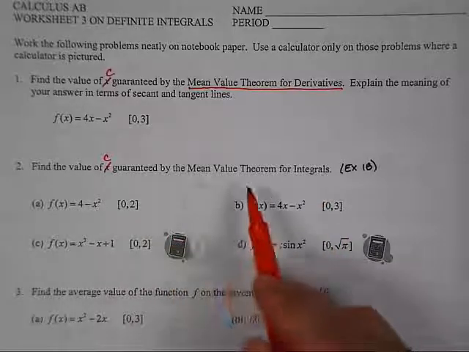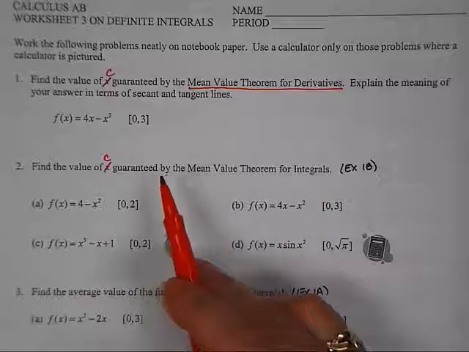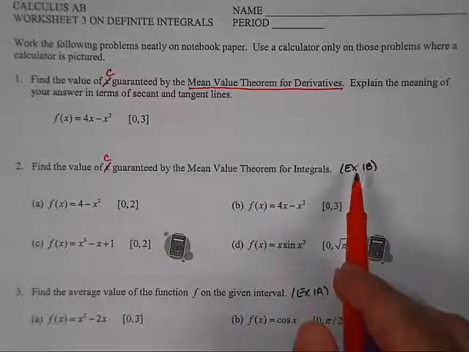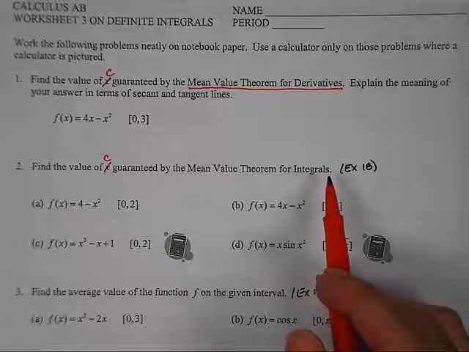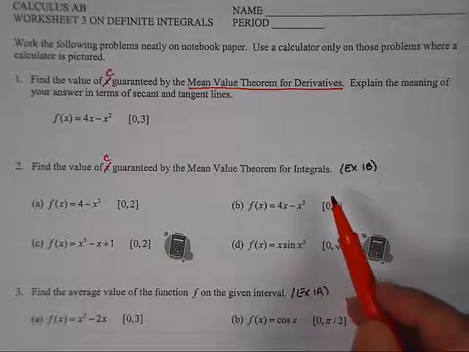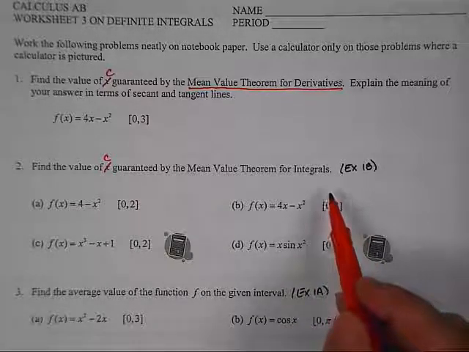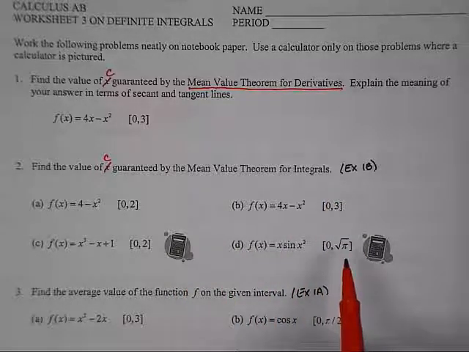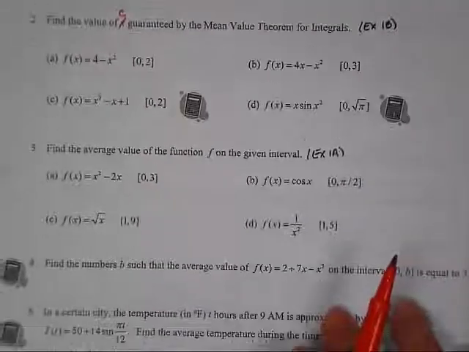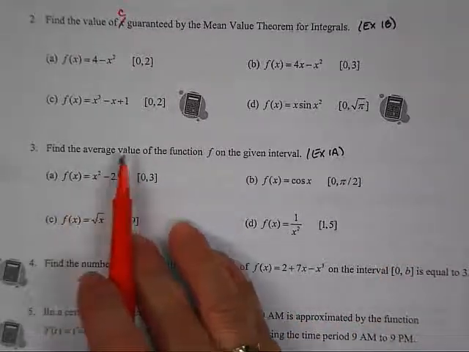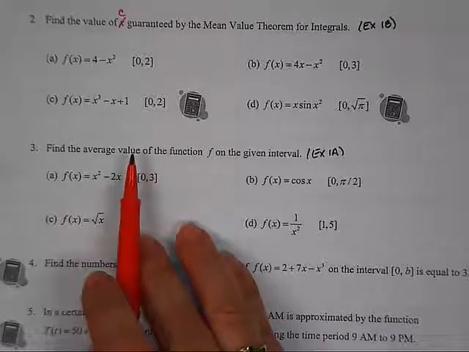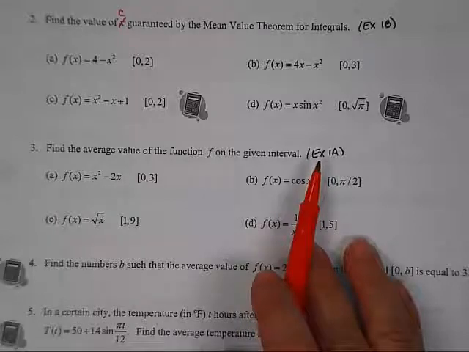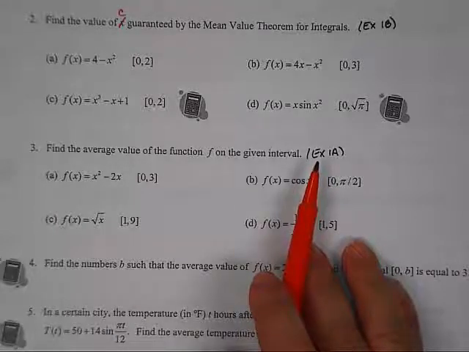Number 2 is saying find the value of C guaranteed by the mean value theorem for integrals. That's like example 1b. You have to do 1a and 1b. You've got to find the average value and then set that number equal to the original equation. Notice these two have calculators next to them. They want you to do the math in the calculator, and I'll show you how in just a minute. Number 3 just says find the average value. It doesn't want to know where it is. It just wants to know what it is. That's example 1a, so you have something to look back at to know what they want you to do. Okay?